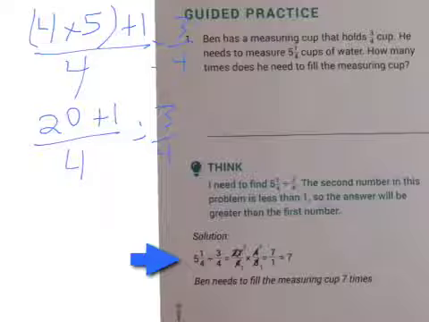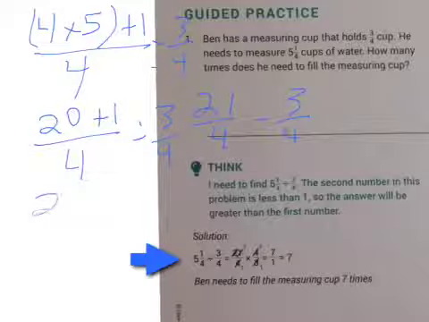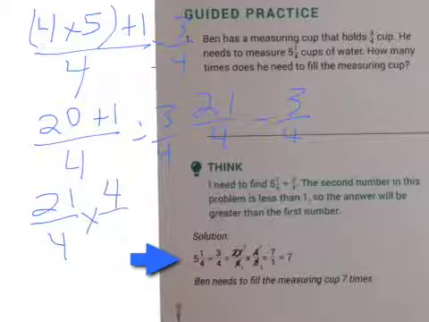So then we're going to get 21 over 4 divided by 3/4. So we know when we are dividing, we're just going to flip our 3/4. So that's going to be 21 over 4 times 4 over 3.